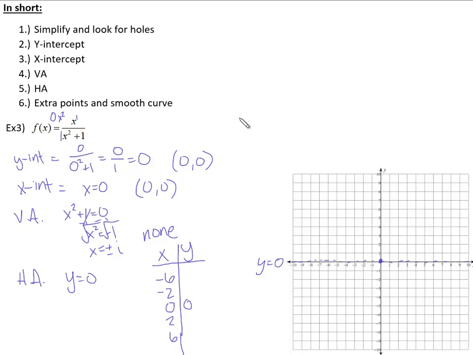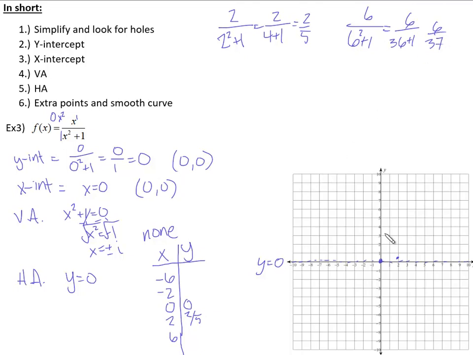Okay, so let's plug in 2. I get 2 over 2 squared plus 1, which gives me 2 over 4 plus 1, or 2 over 5, which is 0.4 as a decimal. That doesn't tell me too much about my graph yet. Let's plug in 6. Ooh, that's going to give me a really weird value. I get 6 over 6 squared plus 1, which is 6 over 36 plus 1, or 6/37ths, which is something a little less than a sixth.